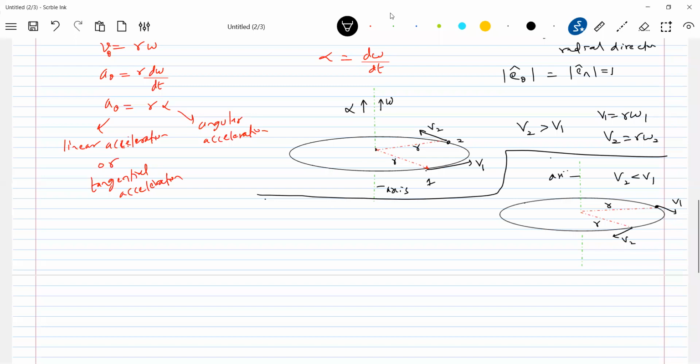Now this is the axis. What about the omega? As we already know, omega will be directed like this. Curl your fingers from position 1 to position 2, clockwise, then the thumb will point into the plane of the notebook. So this will be omega. What about alpha?